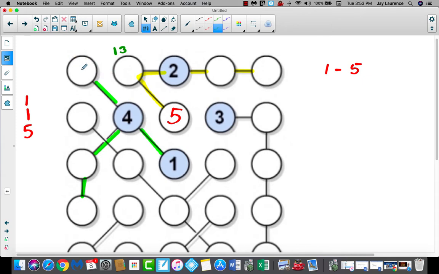Could it be a 2? No, because of the column. Could it be a 3? I'm not sure. It might be able to. Could it be a 4? No. Could it be a 5? Right now, I don't know if it's a 5. It's a possibility.